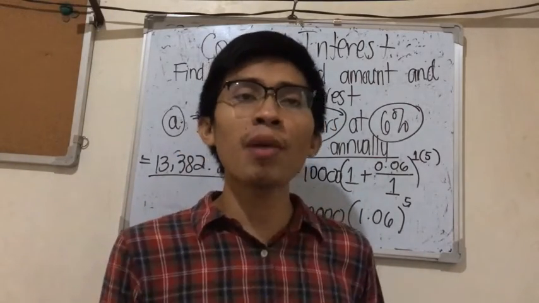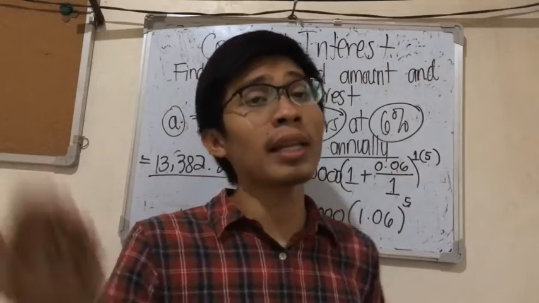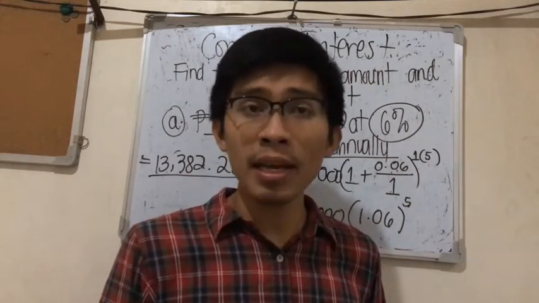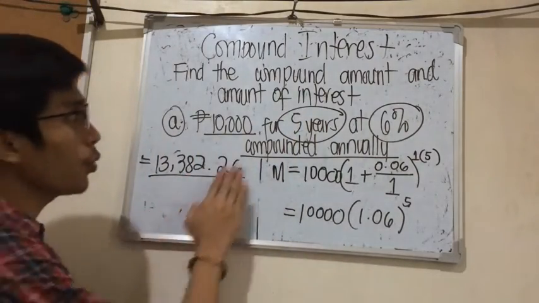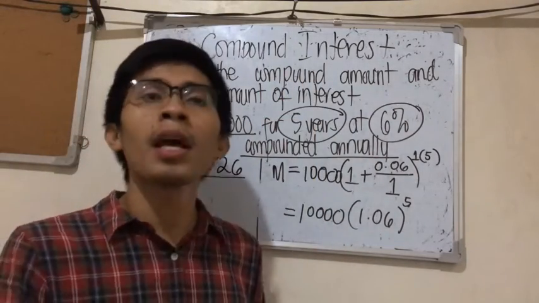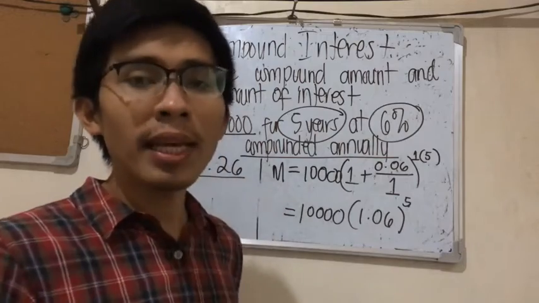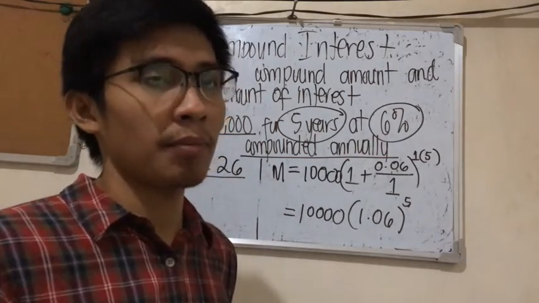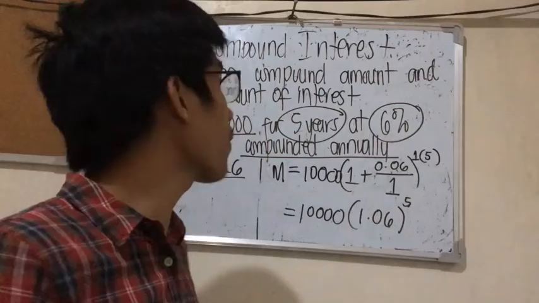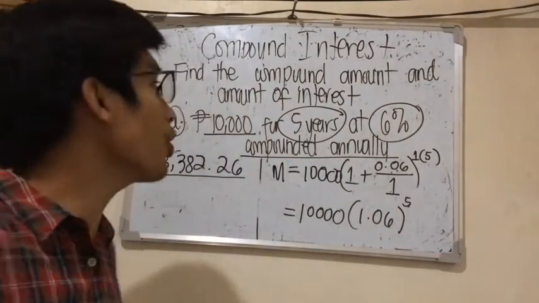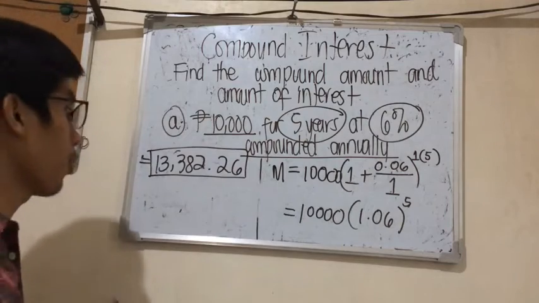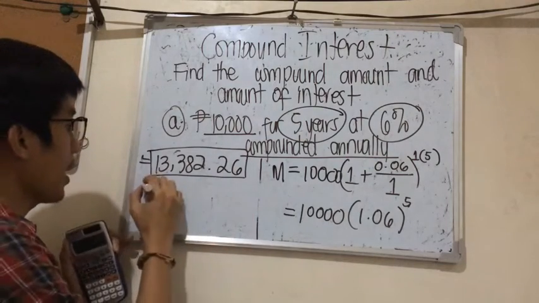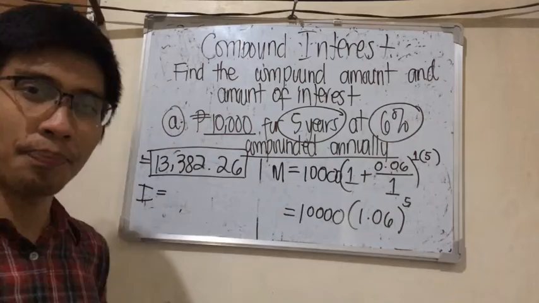It means from borrowing 10,000, you have to pay that amount. Meaning, the interest amount is already included. 13,382 is your compound amount. The question is, what is the compound interest? Let's identify the amount of interest owed from 10,000. Again, this is the compound amount. How are you going to identify the interest owed?